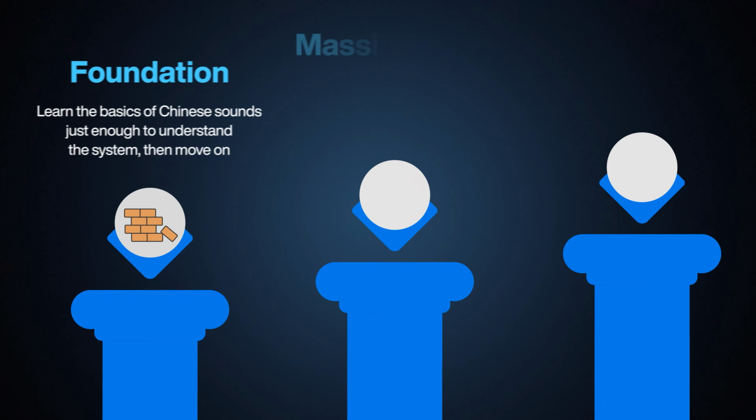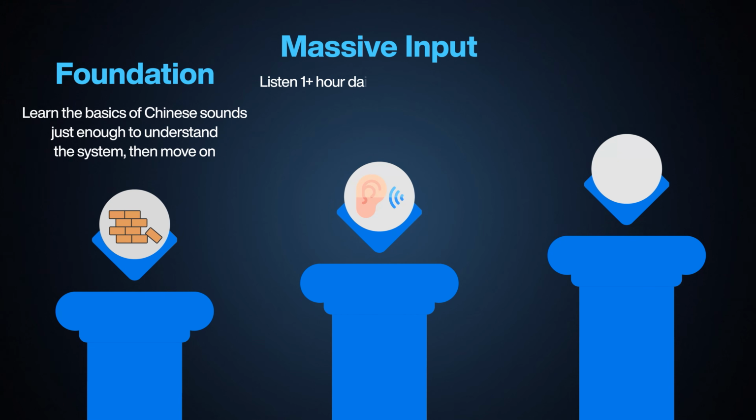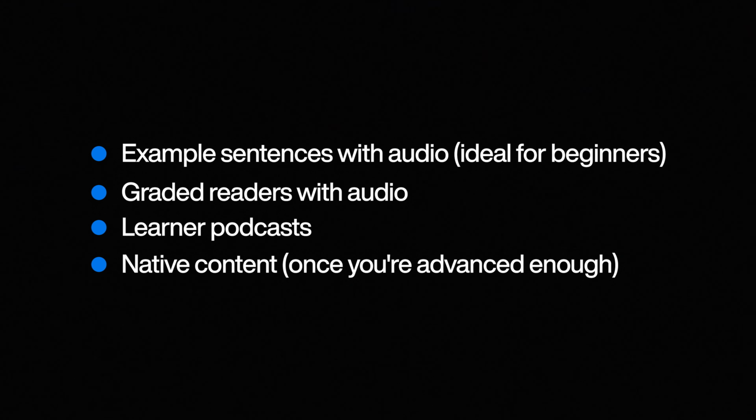which brings us to pillar number 2, massive input. So this is where we get into practice, where most of your results are going to actually come from, right? So your goal is at least 1 hour a day of comprehensible listening. Comprehensible means you understand ideally way above 80%, more like 95 to 98% at least of what you're hearing. This could be example sentences with audio, which is best for beginners, graded readers with audio, learner podcasts, and then eventually native content once you're advanced enough.